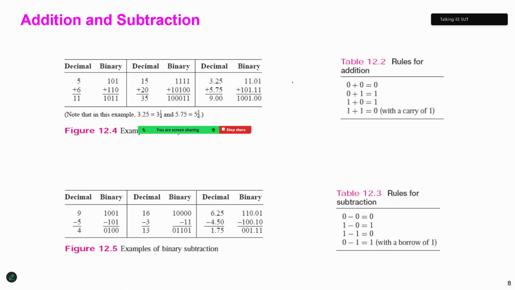And so on. And for the subtraction rules, 0 minus 0 is 0. 1 minus 0 will be 1. 1 minus 1 is 0. And 0 minus 1, we will get 1 with a borrow of 1. For example, 9 minus 5, we get 4, right? 1 minus 1 is 0. 0 minus 0 is 0. 0 minus 1 would be 1 with a borrow of 1, right? With this borrow we get 0, 1, 0, like this.